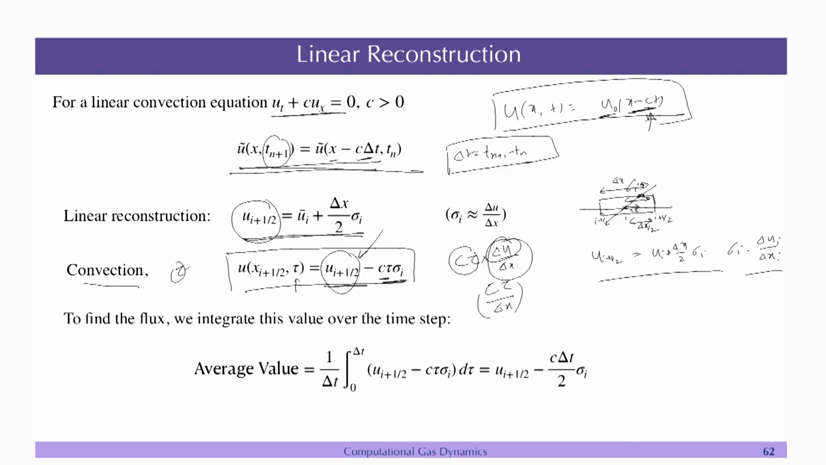Now you want to find the flux, so you have to get this at I plus half and I minus half, okay. Then you average this over the time step, over delta t, going from 0 to delta t. So, this will become u I plus half, the same thing, minus c delta t by 2 into sigma I, right. This is the value of u at I plus half after time delta t, when it has undergone this linear convection.